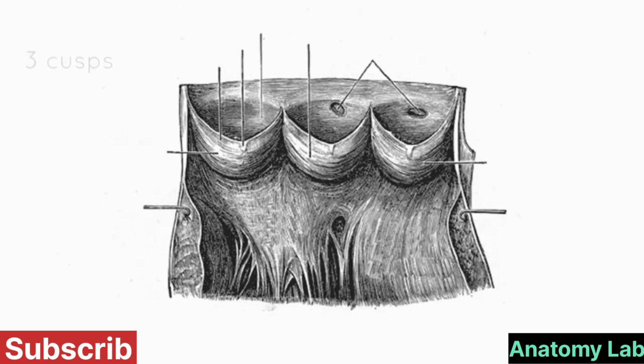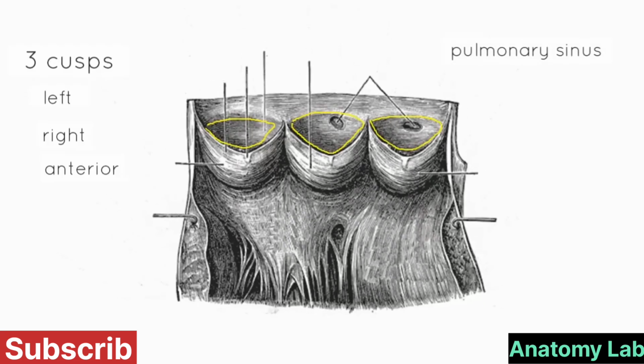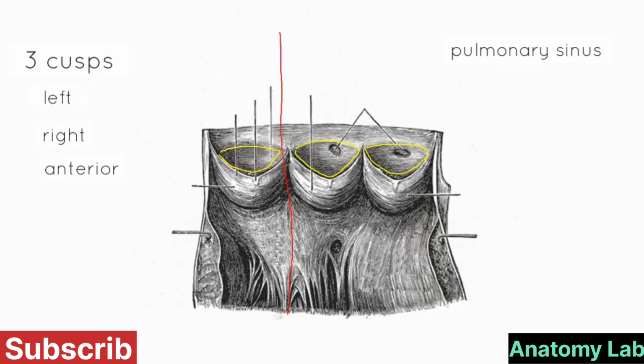So you've got three cusps, a left, a right and an anterior cusp. And then you've got these pockets formed by the cusp. These pockets here are called the pulmonary sinus. When the ventricle contracts, you get blood shooting out through the valves, but during relaxation, blood returns and it fills these sinuses, and it ends up causing the pulmonary valve to close and prevent backflow of blood into the right ventricular outflow tract and ultimately back into the right ventricle.